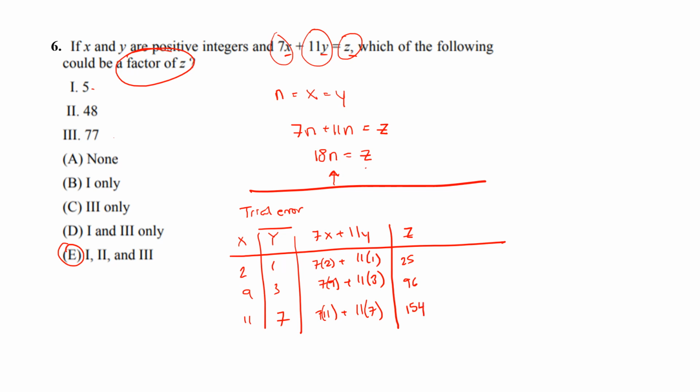Looking at this, option 1, which is 5, works for this. It is a factor of 25. 48 is half of 96, so that's a factor for 96. 77 is also half of 154, so that is a factor as well. So we can see there are numbers that exist that make these possible factors.